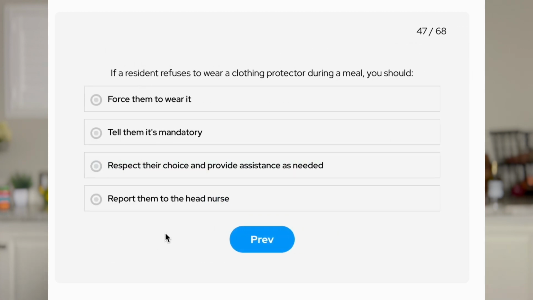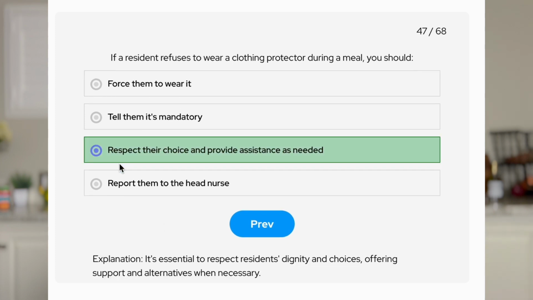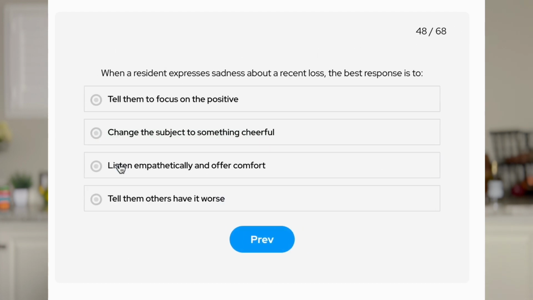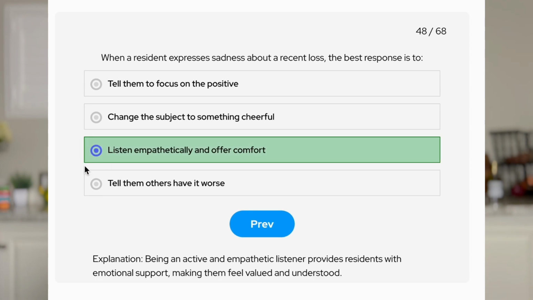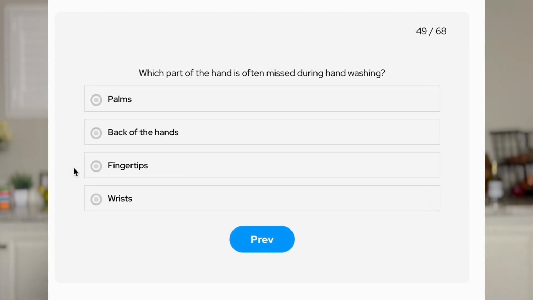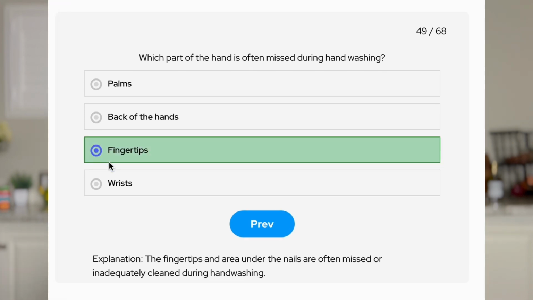If a resident refuses to wear a clothing protector during a meal, you should respect their choice and provide assistance as needed. When a resident expresses sadness about a recent loss, the best response is to listen empathetically and offer comfort. Which part of the hand is often missed during hand washing? Fingertips.